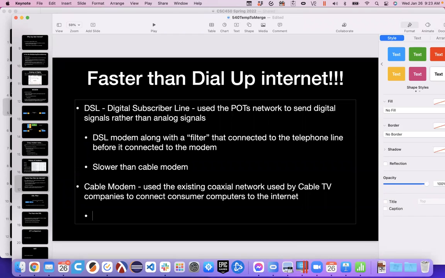Maybe even 3 megabits per second, but much faster than dial-up. All right. But these guys, let's just say once we got past that thing of having to have the phone line, you can do 2-way communication over the cable modem. Much faster.